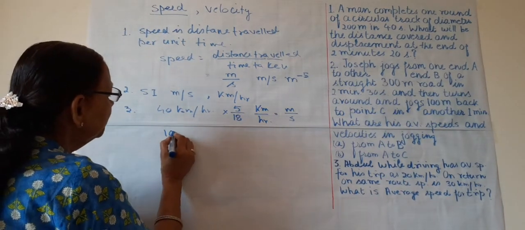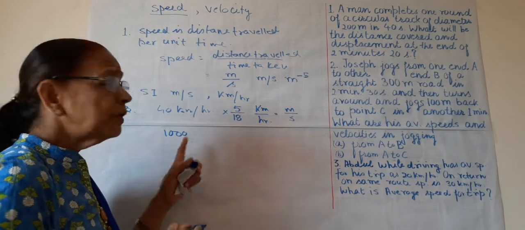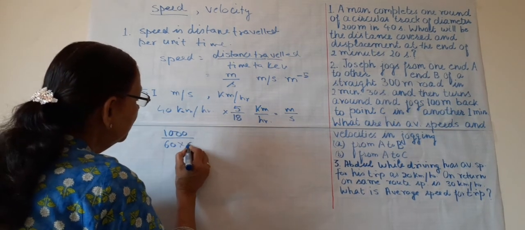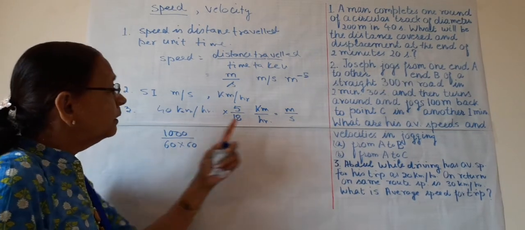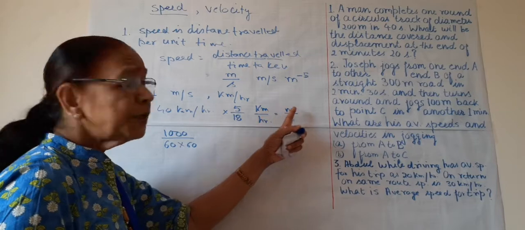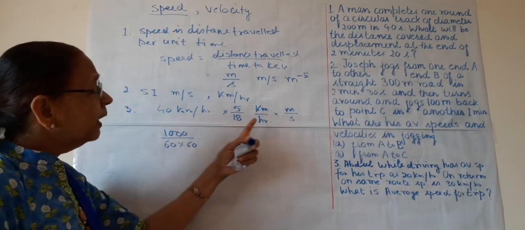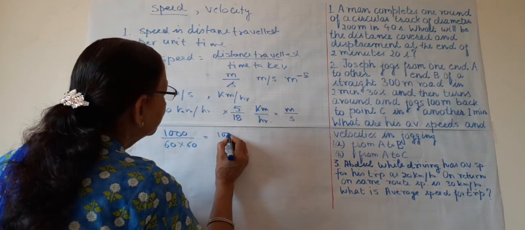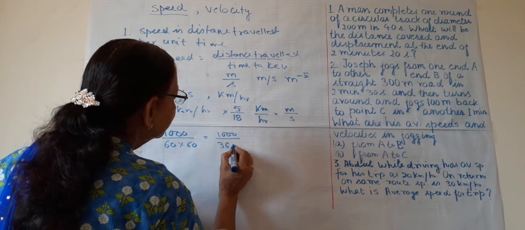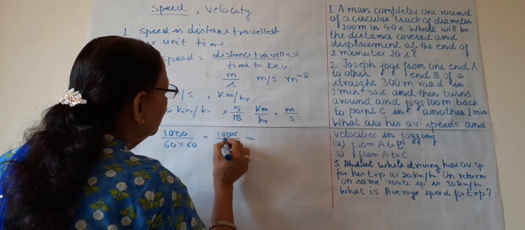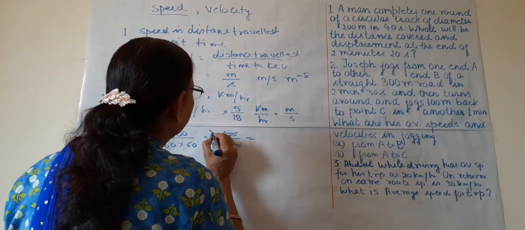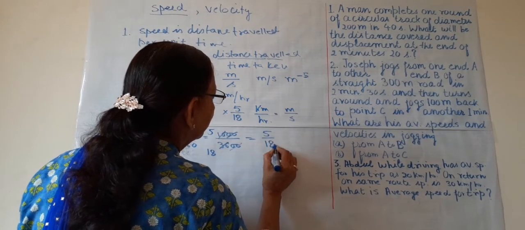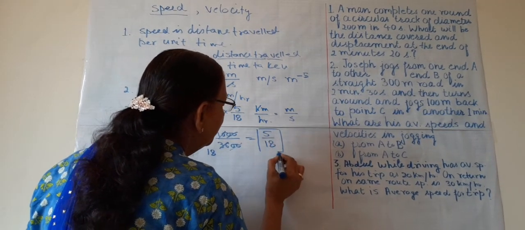So how much is 1 kilometer? 1 kilometer is 1000 meter. How much is 1 hour? 1 hour is 60 minutes into 60 seconds. We want to convert this hour into seconds, this kilometer into meter. So 1000 meter and hour is 60 minutes and then 60 seconds. So this will come to 1000 upon 3600, and when you solve this, it will be 5 upon 18. So this is the fraction 5 upon 18.